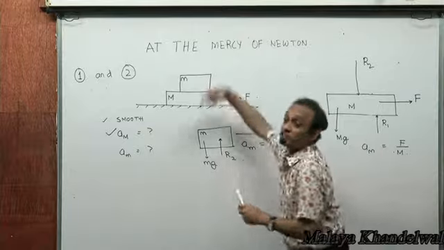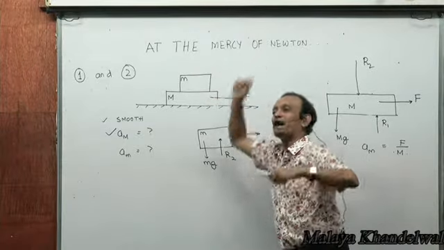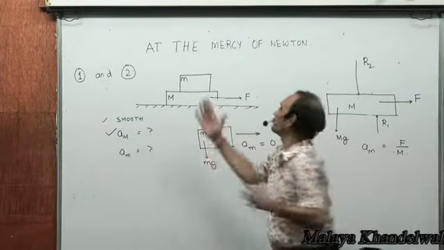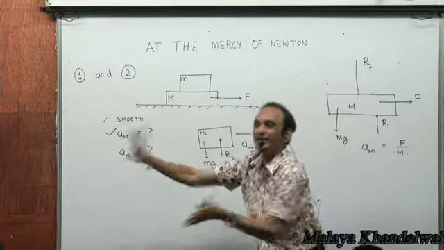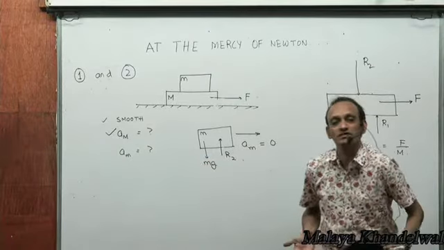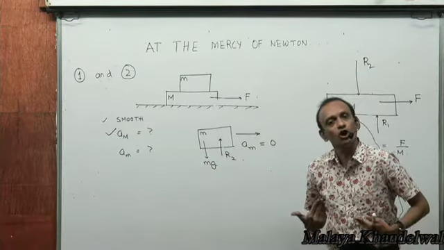Realize that it is friction that would have driven small m to the right. Absence of friction means small m would be left behind. There would be no acceleration of small m. Yes or no?